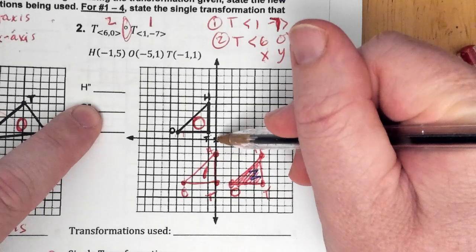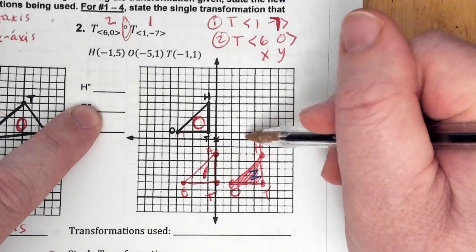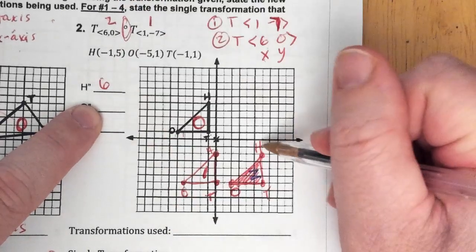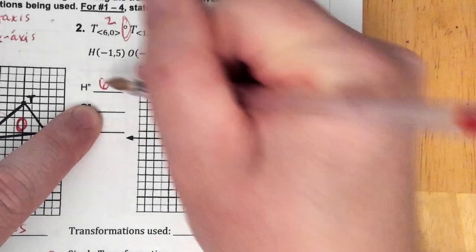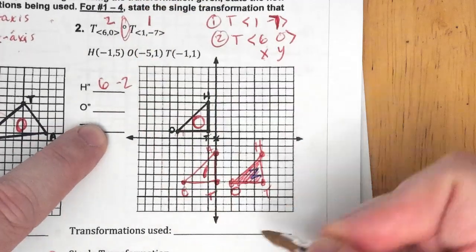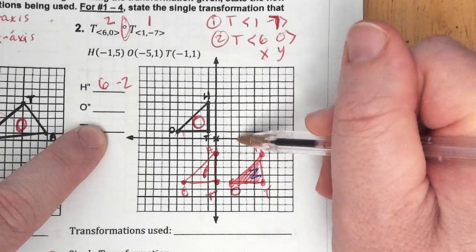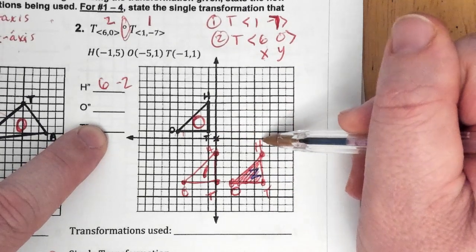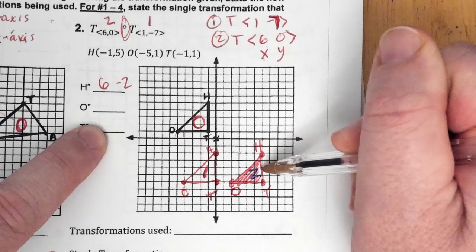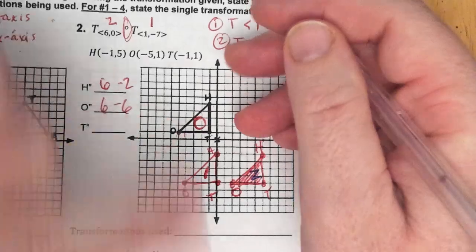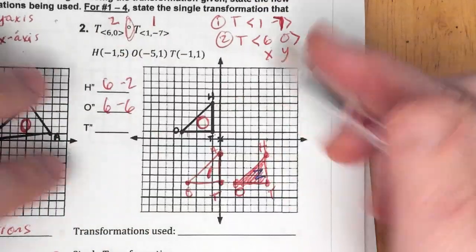Where did H actually land? That's 1, 2, 3, 4, 5, 6. So that's positive 6, negative 1, 2. And then my O, that is positive 1, 2, 3, 4, 5, 6, negative 1, 2, 3, 4, 5, 6. So 6, negative 6, and this is wrong, by the way. I am wrong. No, this is incorrect.